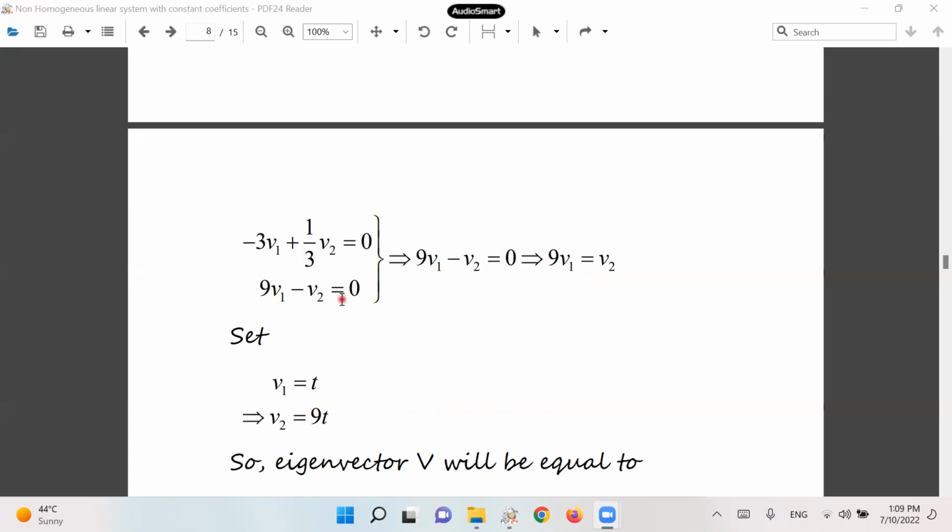We take any one of the equations. So we get 9v1 - v2 = 0, so 9v1 will be equal to v2.